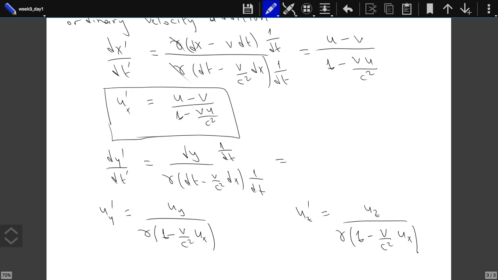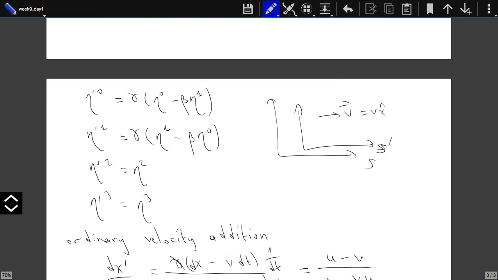You see, this u can be in arbitrary direction. Nevertheless, the transformation laws for the y and the z components depend on the x component of the ordinary velocity. Now, long story short, these are quite complicated transformation laws for ordinary velocities. But for the four velocity, it's just like any other four vector. These are the transformation rules.